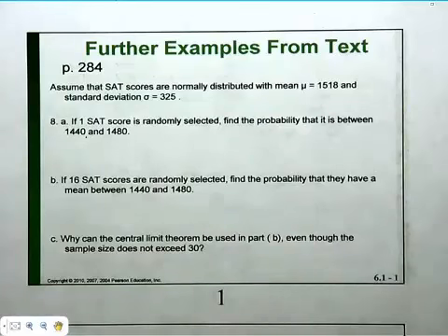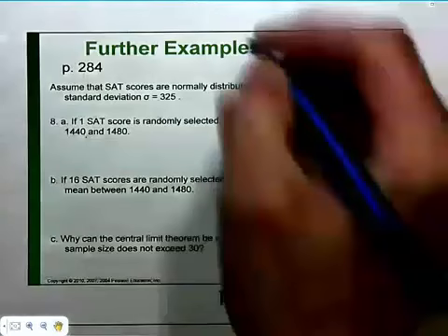So, assume SAT scores are normally distributed with a mean of 1,518 and a standard deviation of 325. If one score is randomly selected, find the probability that it's between 1440 and 1480. We can use the same picture for both of these.